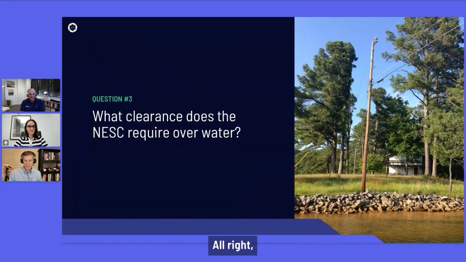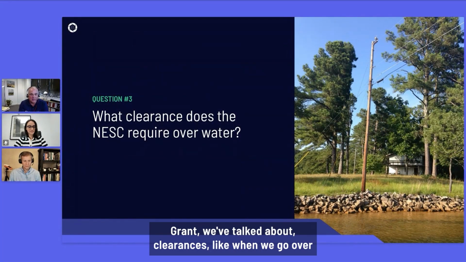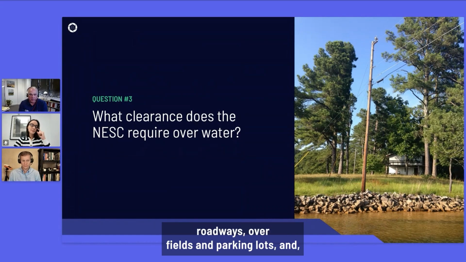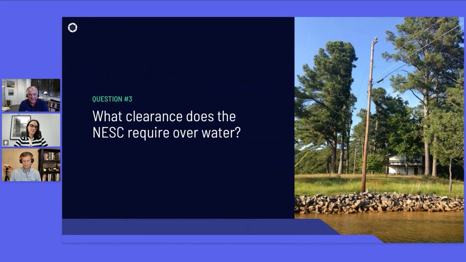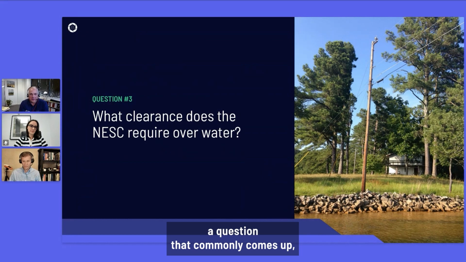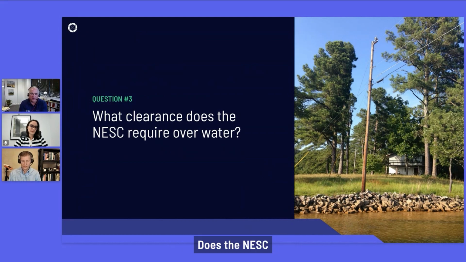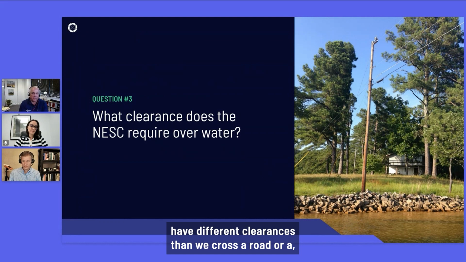All right. So, Grant, we've talked about clearances, like when we go over roadways, over fields and parking lots. But a question that commonly comes up is, is there any difference if we cross a waterway? Does the NESC have different clearances than when we cross a road, or how's that treated and where's that in the code?